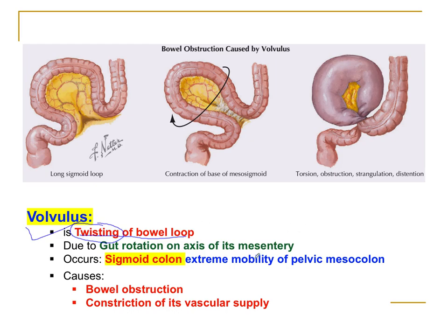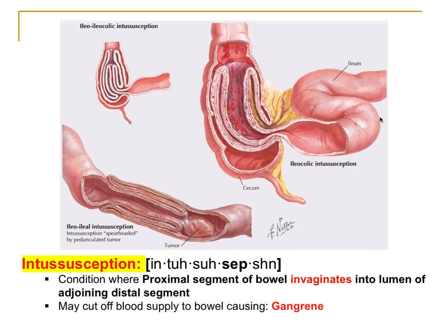This volvulus might occur especially in the sigmoid colon because of the extreme mobility present in the sigmoid colon region. It might cause obstruction of the bowel, and because of the constriction there might be damage to the blood vessels or vascular supply in this region.